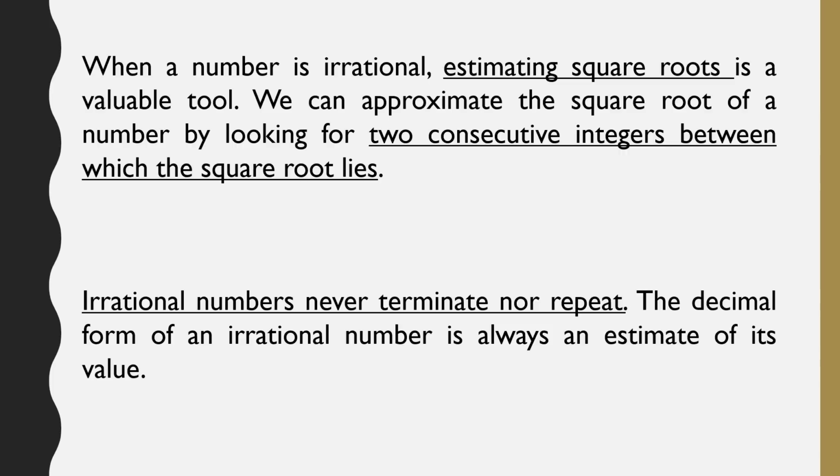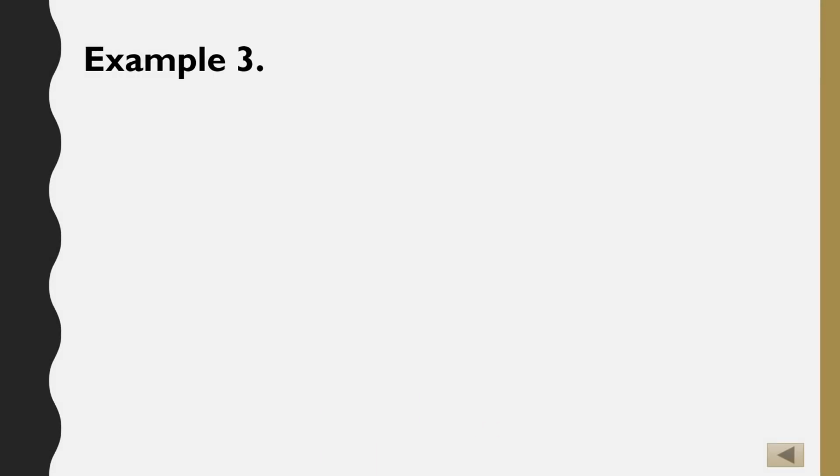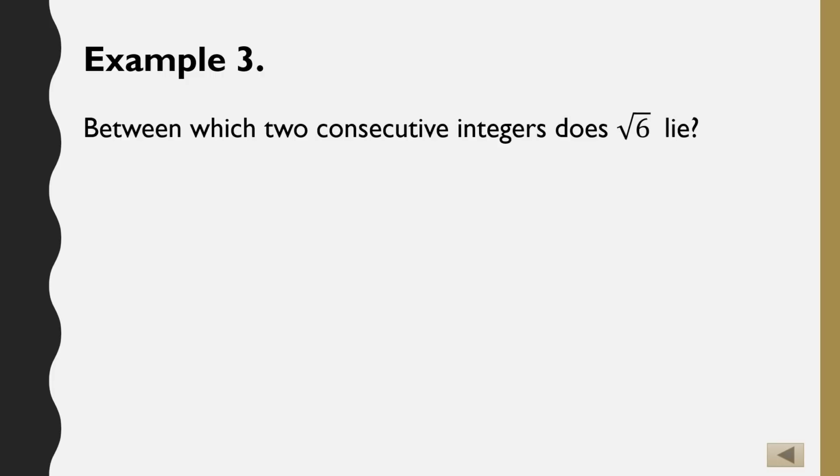square root. Irrational numbers never terminate nor repeat. Ibig sabihin, kapag sinabing irrational numbers, hindi siya natatapos at hindi rin nauulit yung numbers. So, the decimal form of an irrational number is always an estimate of its value. So, let's have example number 3 for irrational numbers or yung hindi sakto ang sagot. Between which two consecutive integers does square root of 6 lie?